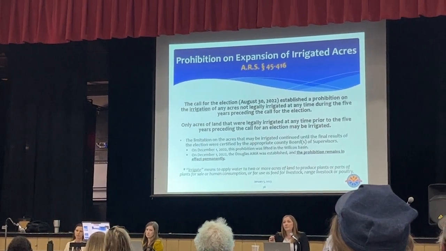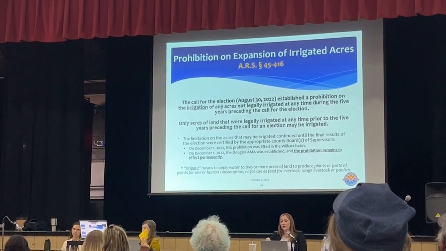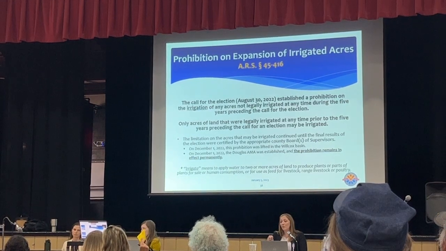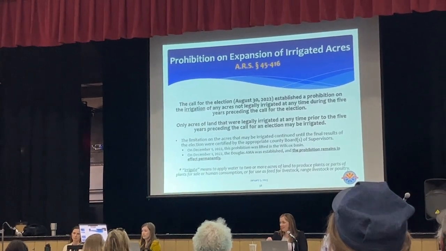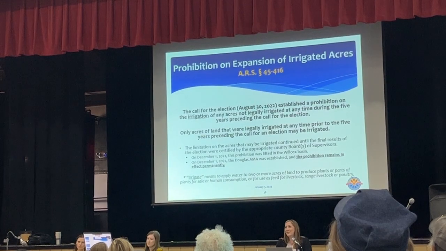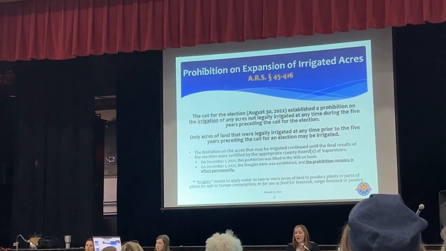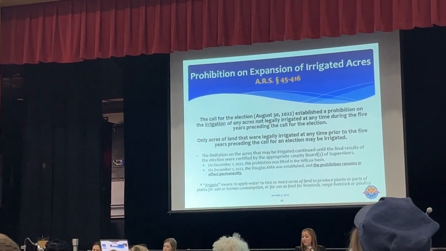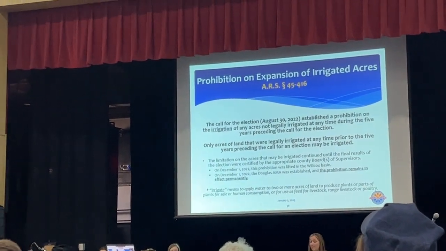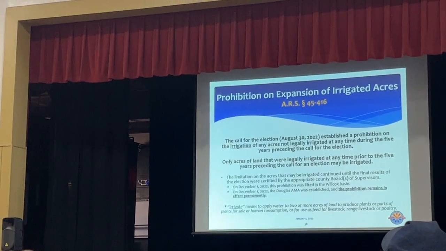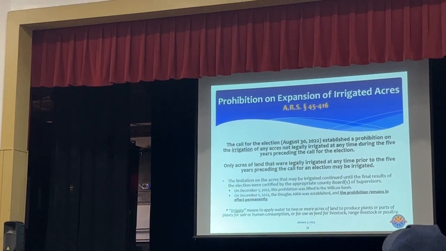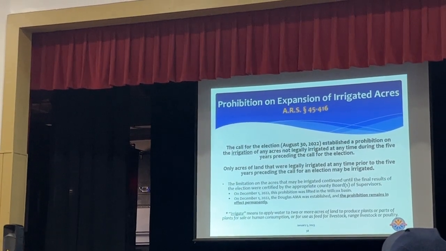Within 5 acres there. And what happened to our grandfathered water rights? Well, we're going to come back to that. I have more information and we'll get to that, and I promise that we'll have time to get to all of your questions. So only acres of land that were legally irrigated at any time in the prior 5 years preceding the call for the election may be irrigated. That is your legal cutoff date.